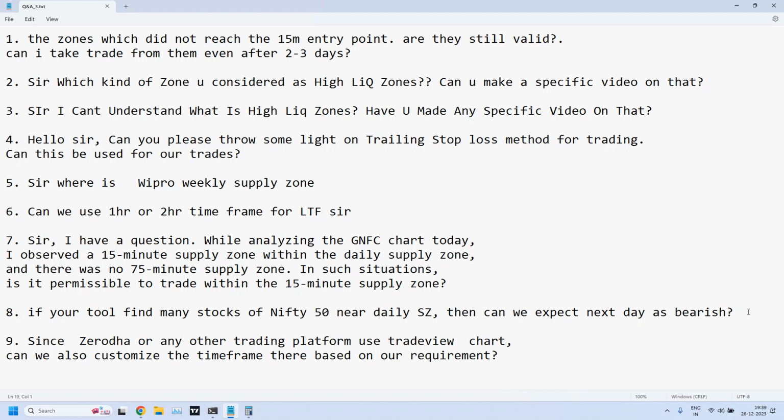So that is the reason why you cannot guarantee anything if the majority of the Nifty 50 stocks are near the daily supply zone. But there is one possibility that something is going to happen. In most situations, we can expect bearishness in the market. But sometimes, if the zones are violated, whatever I explained will happen. There is a third condition also.